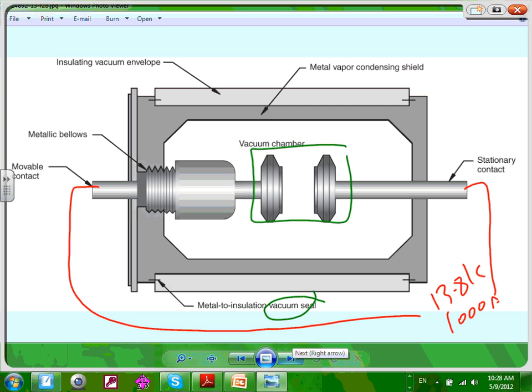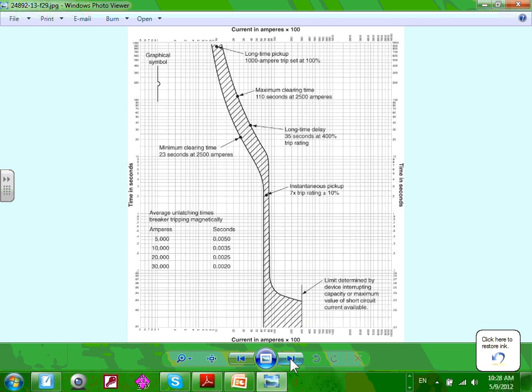So what you're doing is you're interrupting inside the cylinder, a vacuum cylinder, vacuum chamber. The whole chamber inside the cylinder is where you interrupt. Everybody knows why? No air, no ionization of the air, no arc. If you don't have air, you can interrupt the arc.